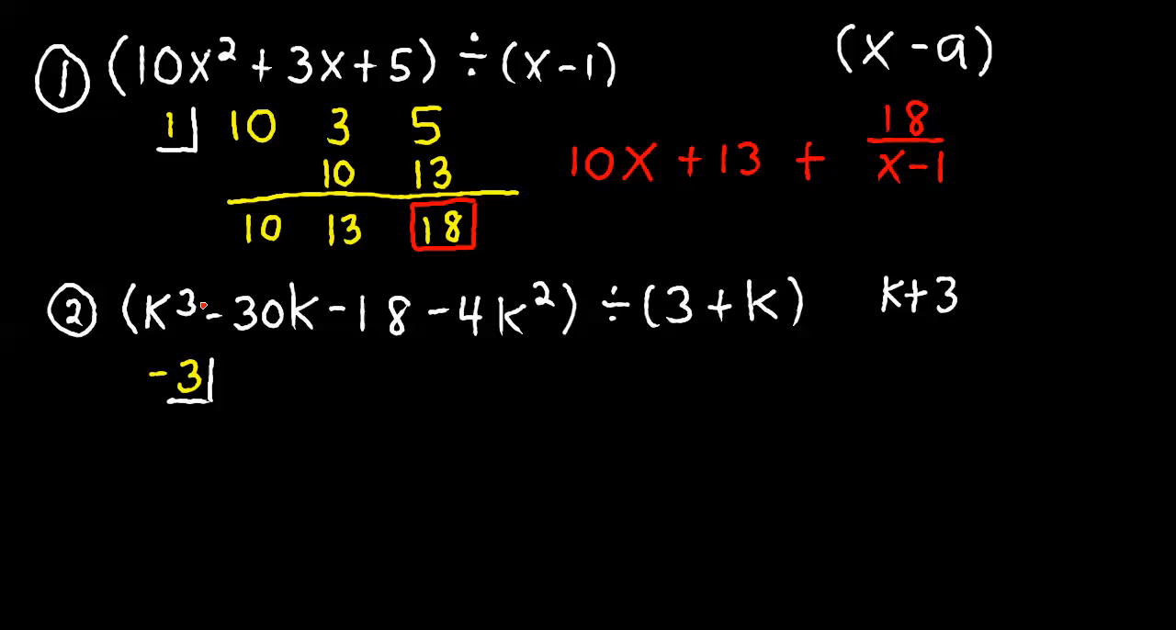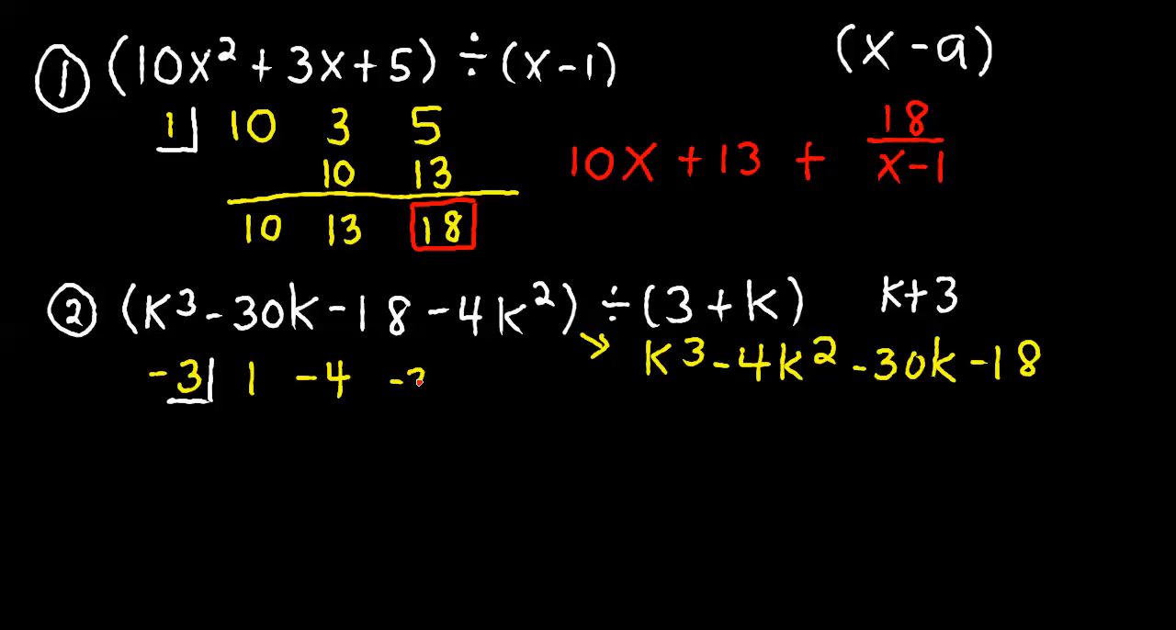All right, so the first term is, I could rewrite this in standard form, and I guess I could just go ahead and do that so we could see it. It would be k cubed minus 4k squared, and then we've got minus 30k and minus 18. And so I'm going to be using the 1, the -4, the -30, and the -18 in my horizontal line right here. So it's going to be 1, -4, -30, and -18. And I'm going to skip a row and draw a horizontal line.